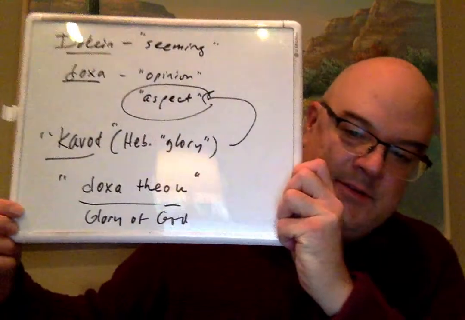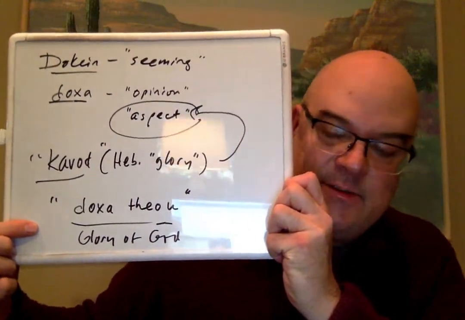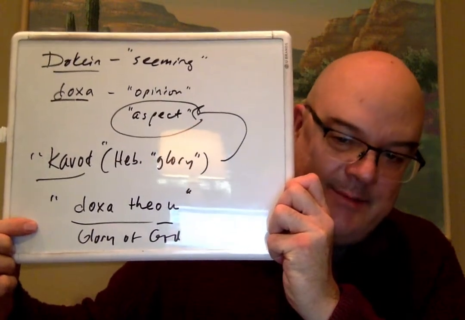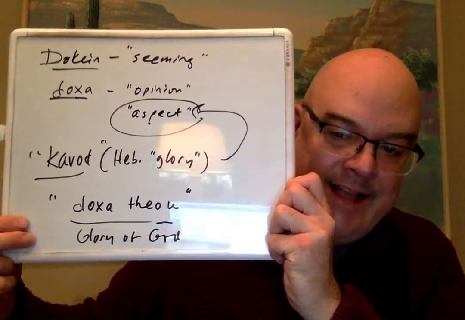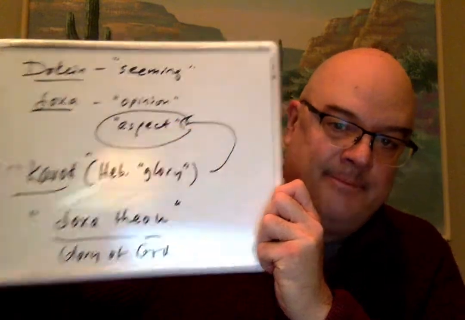For the Greeks and the Christians of antiquity, to speak of the Doxa Theou wasn't just to heap empty acclamation onto God, but it was to bring into light the aspect of God, God's highest manifestation of being.